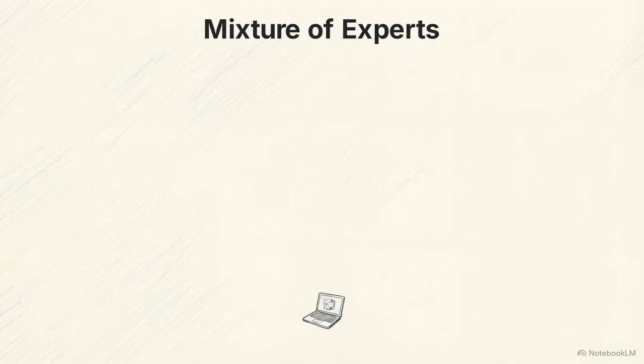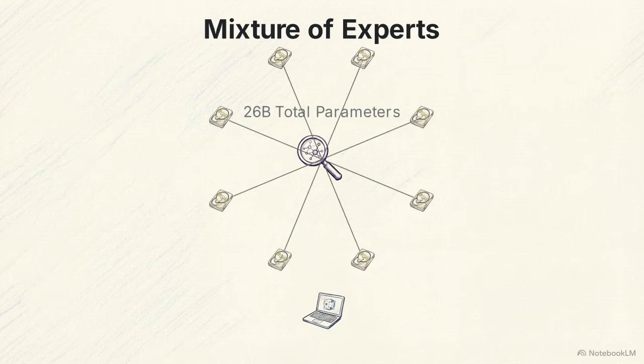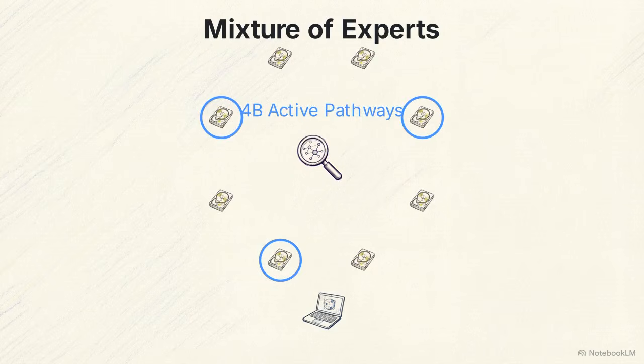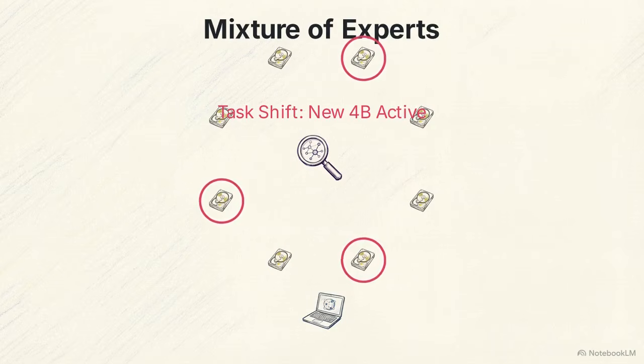This diagram shows the 26B mixture of experts. A central node holds 26 billion parameters, but only a small subset lights up at once. Because these pathways dynamically shift for specific tasks, the massive model runs efficiently on standard hardware.